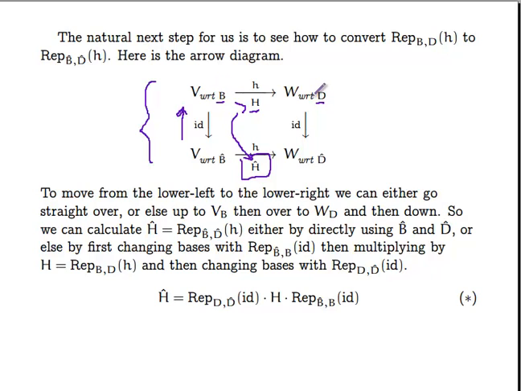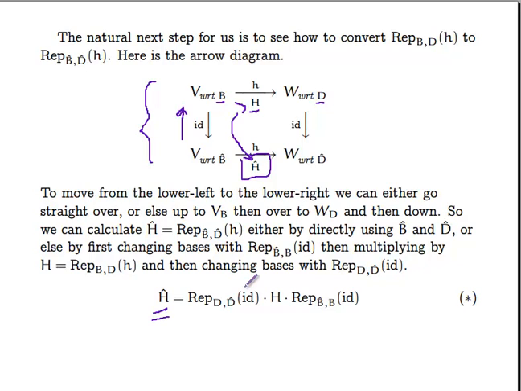To go from here to here, I'm applying the map h, and I'm using the bases B and D. So H is the representation of little h with respect to the bases B and D. And finally, to go from here to here, I'm using the identity map with respect to D and D hat. Okay, so here we have an identification of multiplication by H hat with a series of multiplications by three matrices.